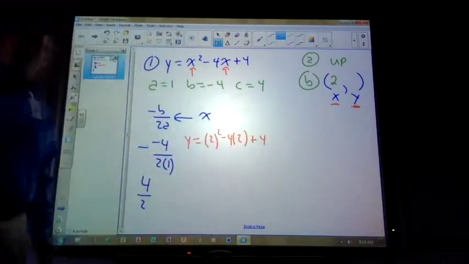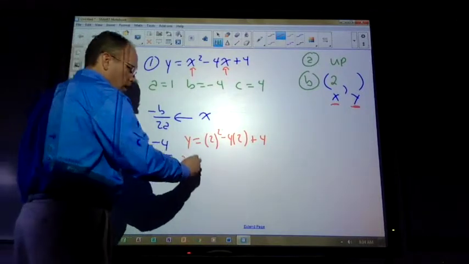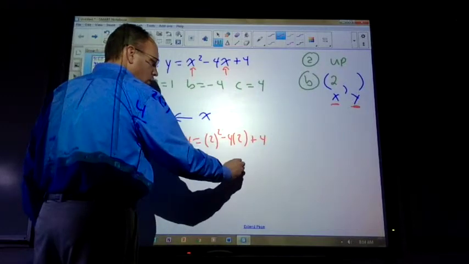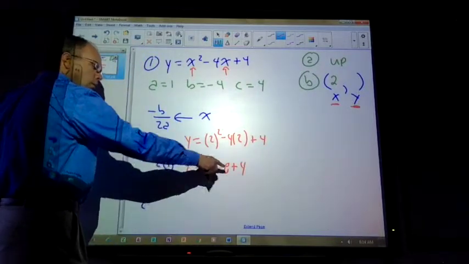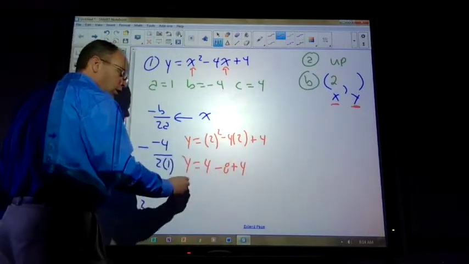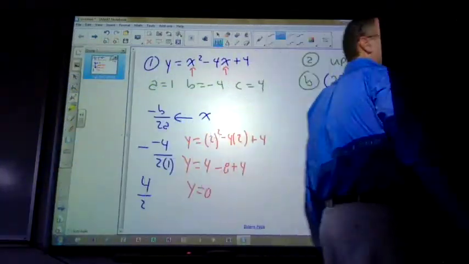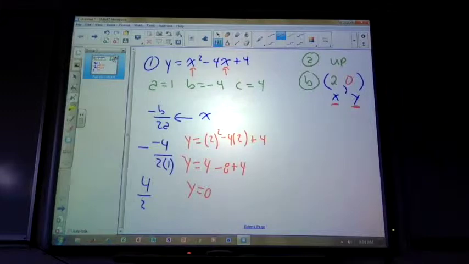What's 2 squared? 4. So I have y equals 4. Negative 4 times 2 is negative 8 plus 4. So let's see, 4 minus 8 is negative 4. Negative 4 plus 4 is 0. So my vertex is at 2 comma 0. What do you think? 2 comma 0. Where does 2 comma 0 fall on the xy axis?